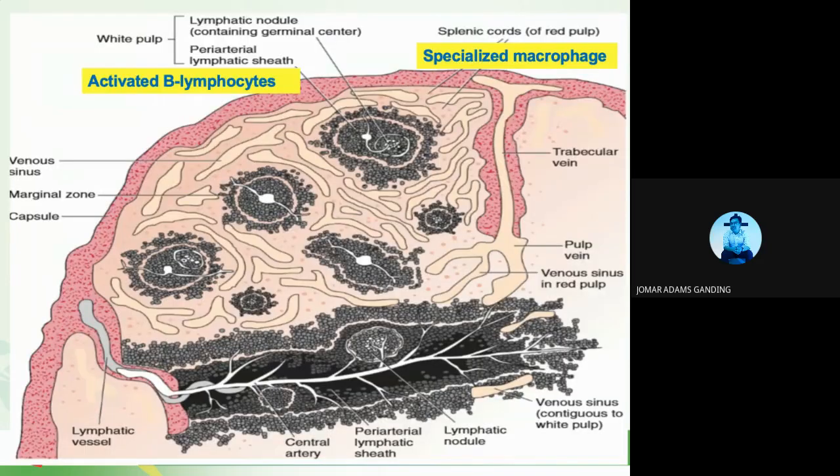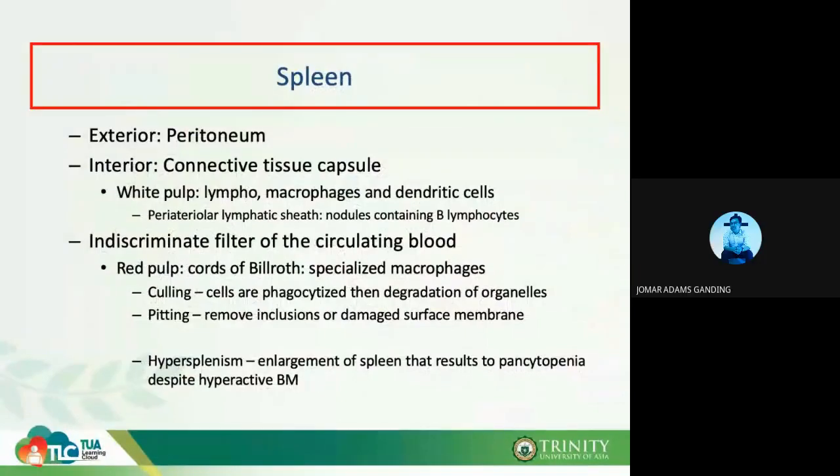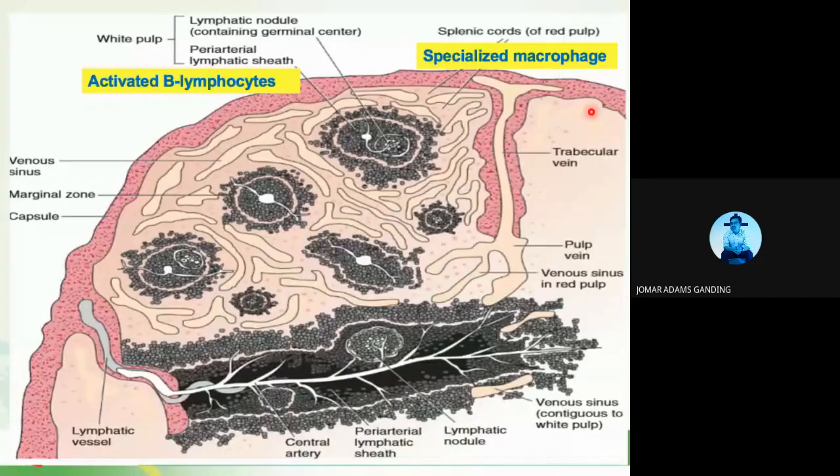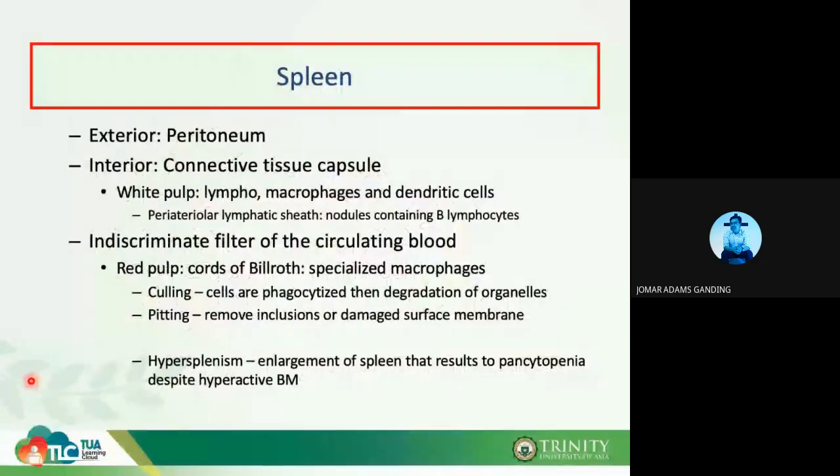So this is your spleen. Have you seen a spleen? You've seen the spleen in your histopath, or rather histology, right? We have your white pulp and your red pulp. Familiar? Okay, so we have the exterior, the peritoneum. The peritoneum is the external layer of your spleen. In the interior, we have a mixture of your white pulp and your red pulp.